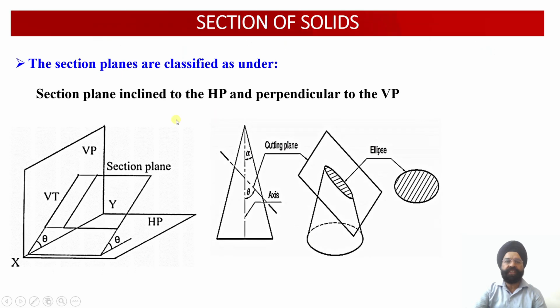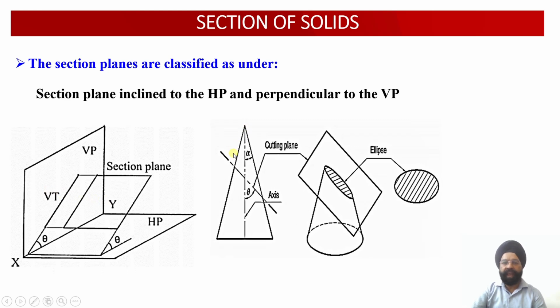Now today's discussion will be about a solid which is being cut by a section plane which happens to be inclined to the horizontal plane and perpendicular to the vertical plane. Such cutting planes are called AIP, that is, a cutting plane inclined to the horizontal plane and perpendicular to the vertical plane.